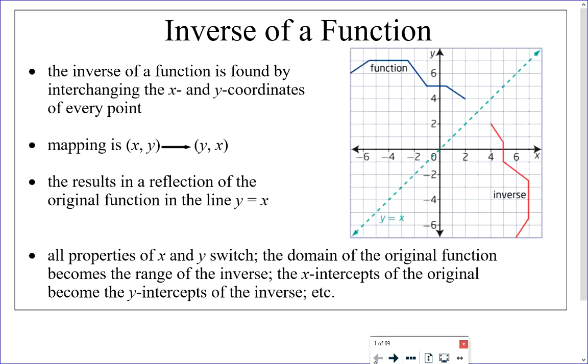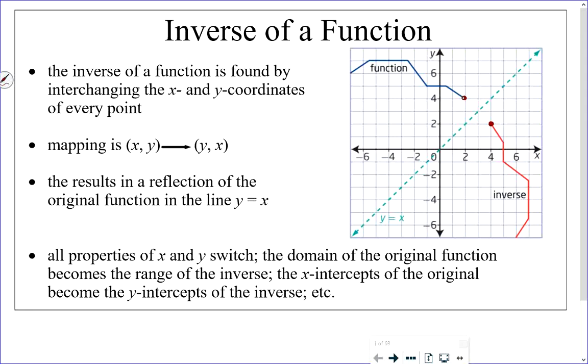To begin with, just looking at the first statement at the top of the screen here. An inverse of a function is found by interchanging or switching all of the x and y coordinates of every point. I think that doesn't really require a lot of explanation. We're just saying that, for example, I can pick this point on the original function. The coordinates of that point on the original function are x equals 2 and y equals 4. Well, when you swap the coordinates, x equals 4 and y equals 2.